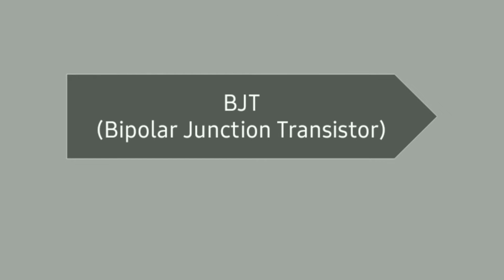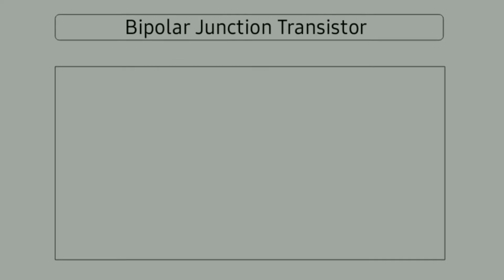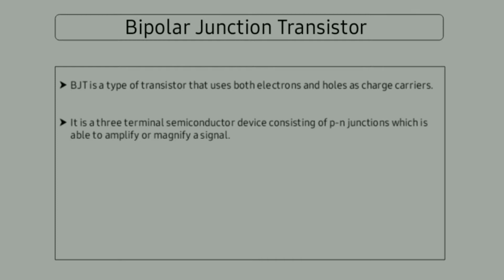This video is about BJT, bipolar junction transistor. First we shall see what is BJT. BJT is a type of transistor that uses both electrons and holes as charge carriers. It is a three-terminal semiconductor device consisting of PN junctions, which is able to amplify or magnify a signal.